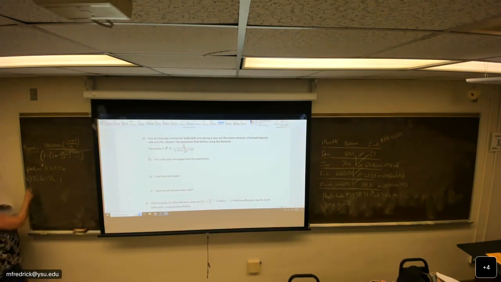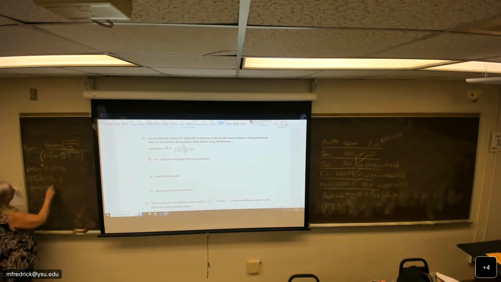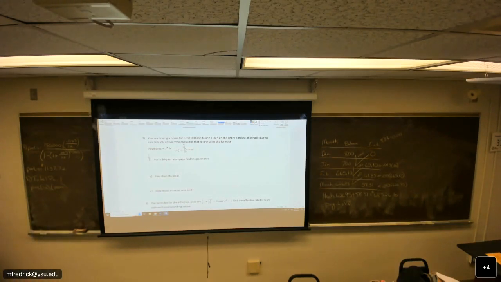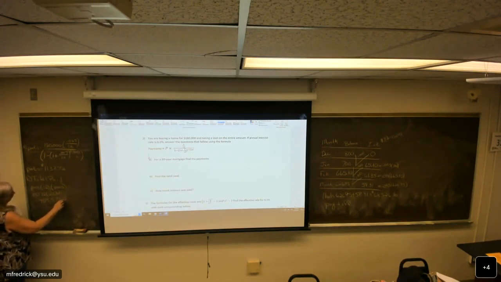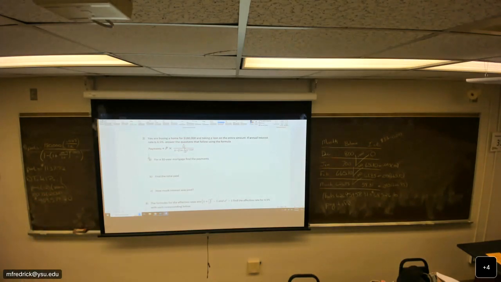Total pay. To find the total pay, you take your payments times 12, because it's monthly, times the number of years. At the end of 30 years, you will have paid over $409,000.